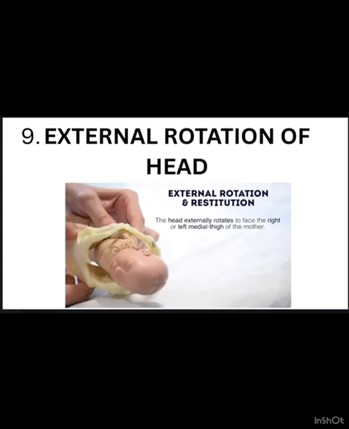So, ninth is external rotation of the head. At the same time, when the shoulder moves internally, the head also turns 1/8 of the circle externally in the same direction as restitution. It means the outward turning of the fetal head after delivery of the head due to rotation of the shoulder.